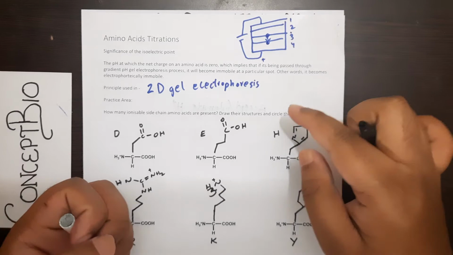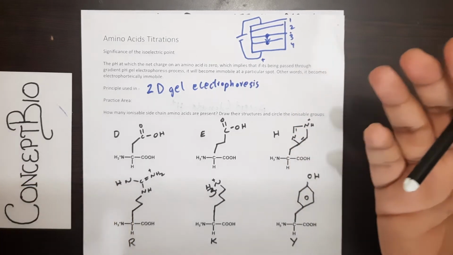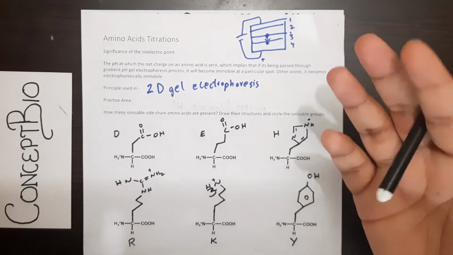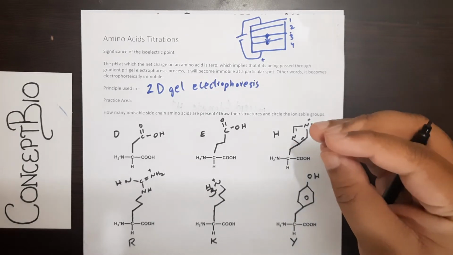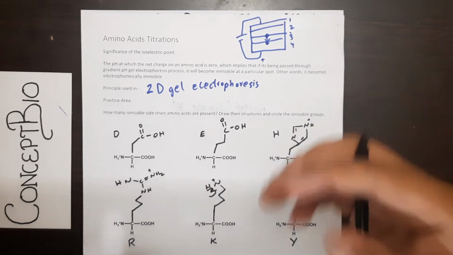In my previous video, I spoke about the applications of finding the isoelectric point, and in this video, I'm going to be looking at the triprotic amino acids, or the amino acids which have an R group which is also ionizable in nature. So which are they?